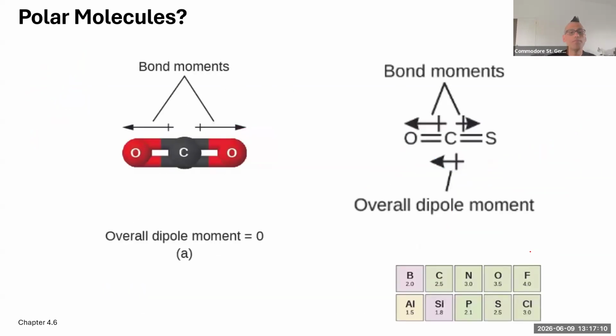Okay, so let's look at this one. We looked at CO2, this is carbon dioxide, and this is OCS. All right, so here, what we're going to do is the arrows cancel out. It's non-polar because the arrows cancel out. So the polarity vectors cancel out.